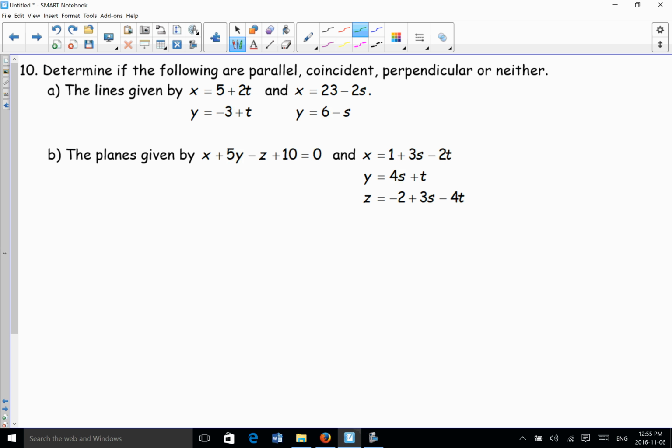Okay, number 10, we have to figure out if the following are parallel, coincident, perpendicular, or neither. Parallel and coincident are the easiest to figure out because they're similar to each other, right? They have to have the same directions, if you will. So let's look at the lines in the first one.